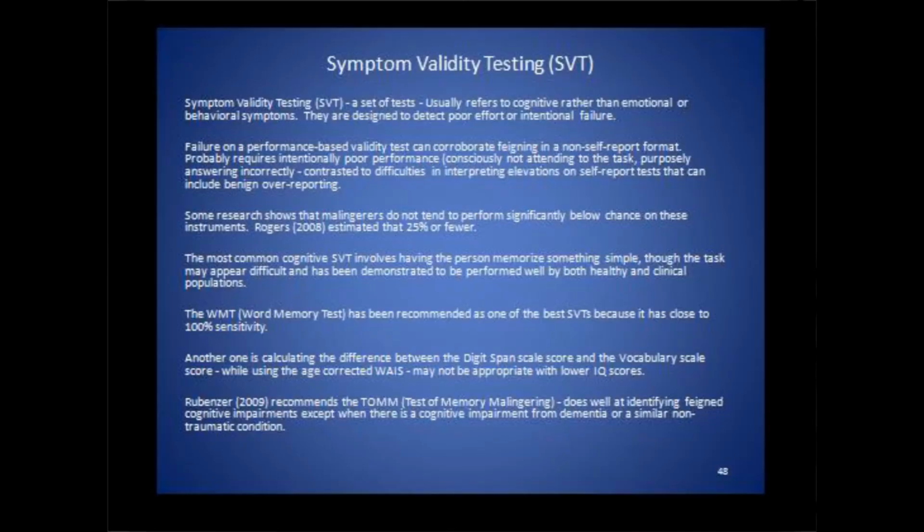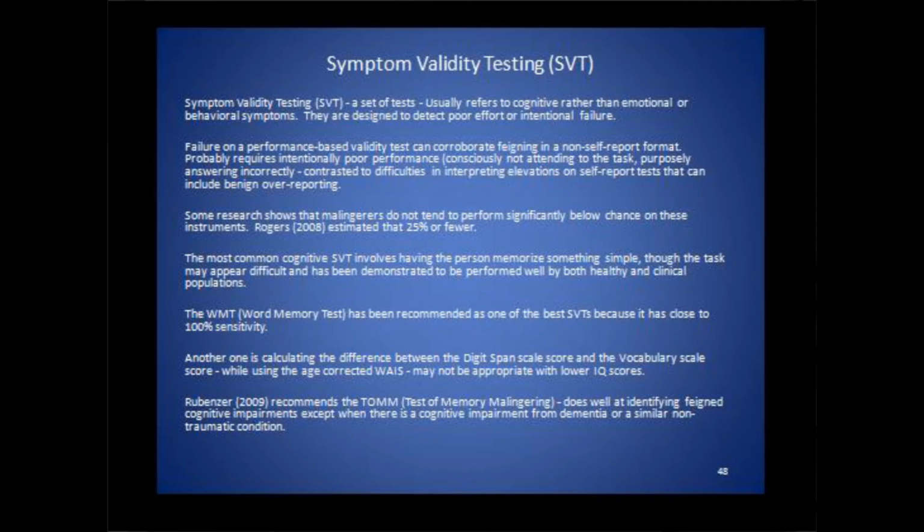One category of malingering or exaggeration tests that I want to mention, just briefly, are what are called symptom validity testing instruments. These instruments are designed in a different way than self-report instruments. They are usually cognitive tests, where the idea is that you take a person who doesn't have obvious cognitive impairment.